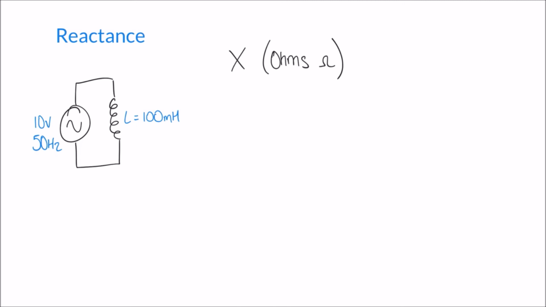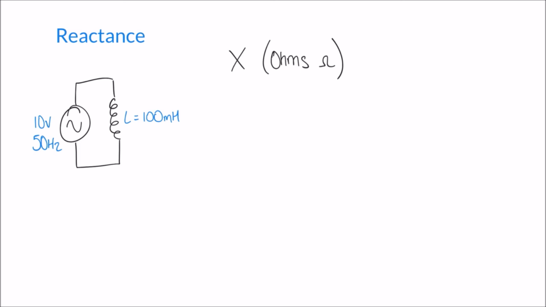So you'll notice here I have an AC supply in the circuit, and it's connected to an inductor, not a resistor. Reactance occurs in two components. One of them is inductors, and the other one is capacitors. So we're going to look at a few examples in this video, but first of all we're going to look at an example involving an inductor, and then we're going to look at another example involving a capacitor.